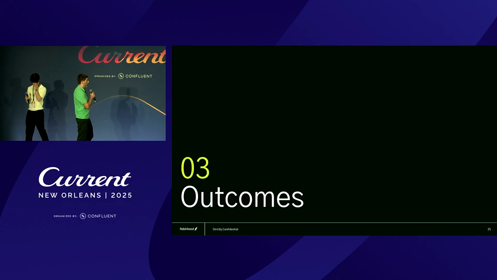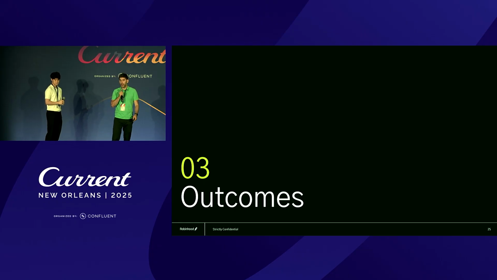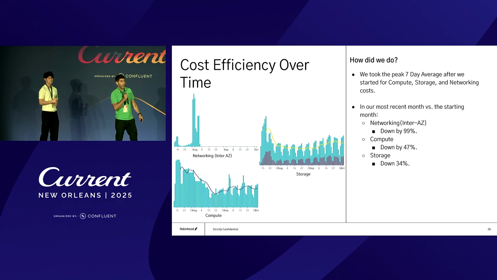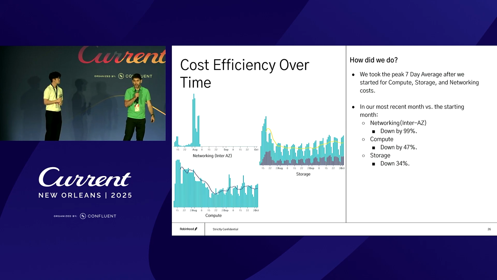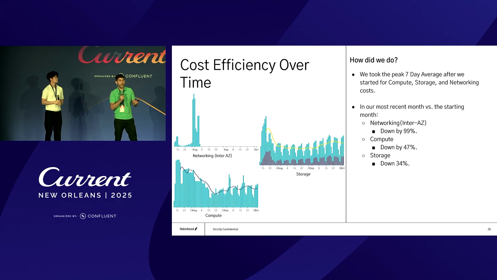Okay, so we've concluded our migration. We tackled all the challenges that came up. So what did our actual outcomes look like? We can't give exact figures, but we're going to talk about this in terms of the 7-day moving average peaks. Compared to when we first started running WarpStream, with the last month, we brought down the inter-AZ network cost by 99%, the compute costs by 47%, and our storage by 34%.